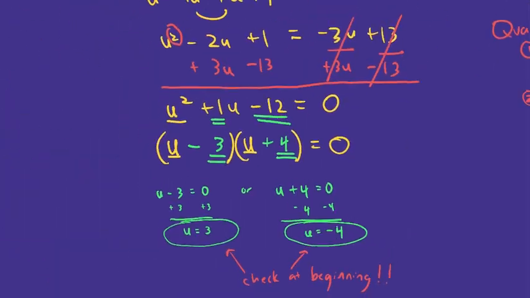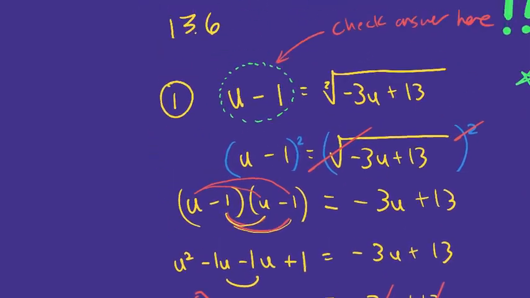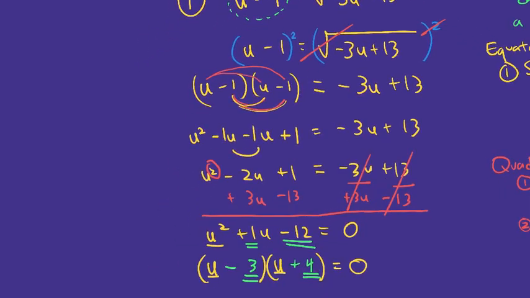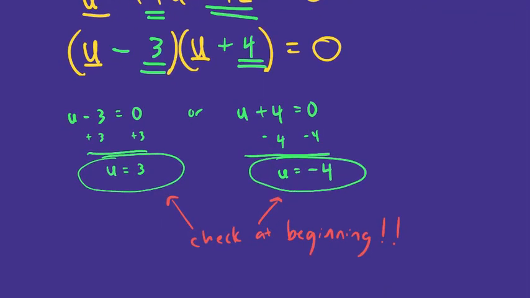If we put in negative 4 though, if you put in negative 4 minus 1, we get negative 5. So the square root cannot equal a negative, so actually we're going to toss out the negative 4 part. Do not put that in as an answer on this problem.